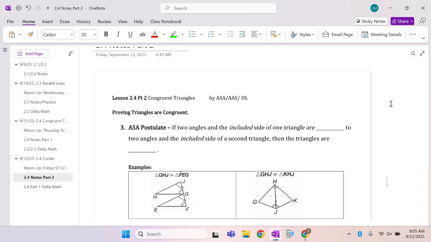ASS. We don't want any dirty words in my class, okay? Just saying. So, that's not a postulate, by the way. There's no side, side, angle. And there's no ASS either. Angle, side, side. So, that's a way you can remember that that's not a postulate. All right? Just saying.